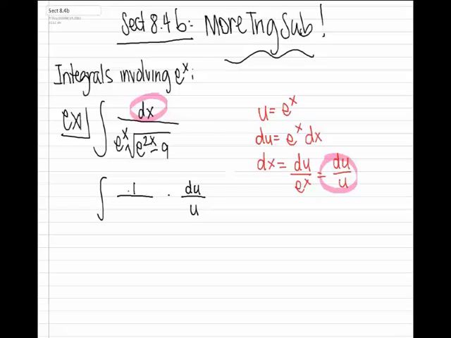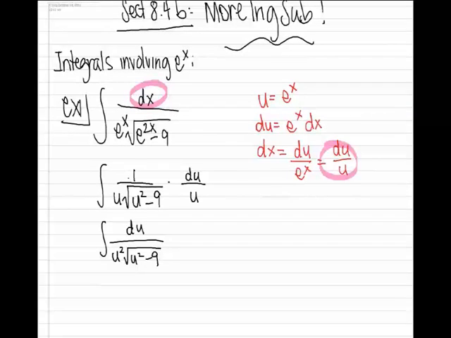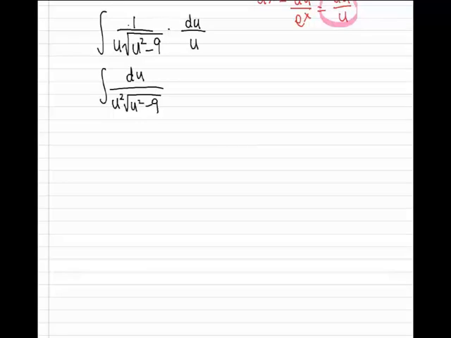And I have e to the x, which is our u, square root of e to the 2x, which is u squared, minus 9. So notice I really have a u times the square root of u squared minus 9 on the bottom. So if you weren't careful, you could have missed that extra u, and it does, of course, make a difference. So this is going to be a type that involves an x squared minus a squared.